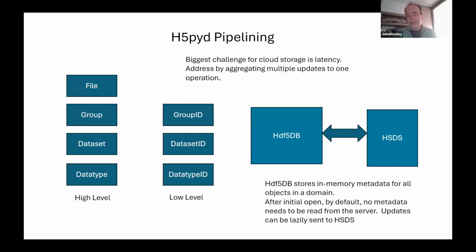We'll call it HDF5 database. It's a database that can contain all the metadata for a given file in memory, and also recent updates and recent reads of dataset data, right? When the amount of, say, pending updates gets too large, or the user calls a flush command, those pending updates get sent to the server. And we'll be doing some kind of magic so that what would normally be multiple HTTP requests becomes one or a few HTTP requests.